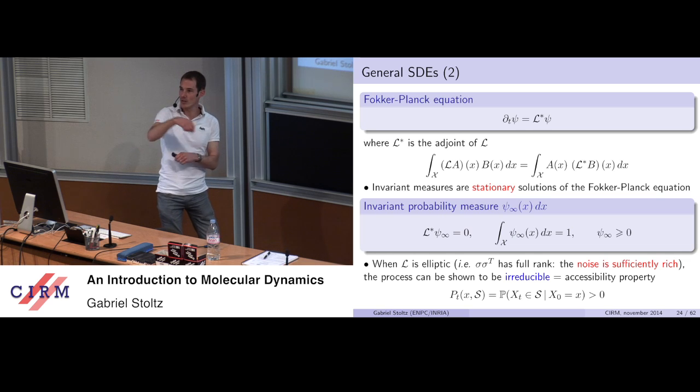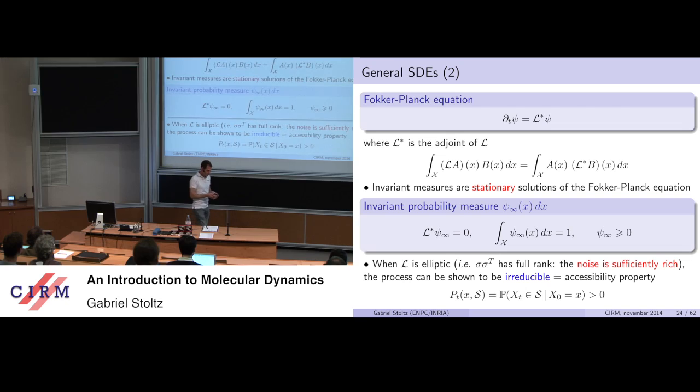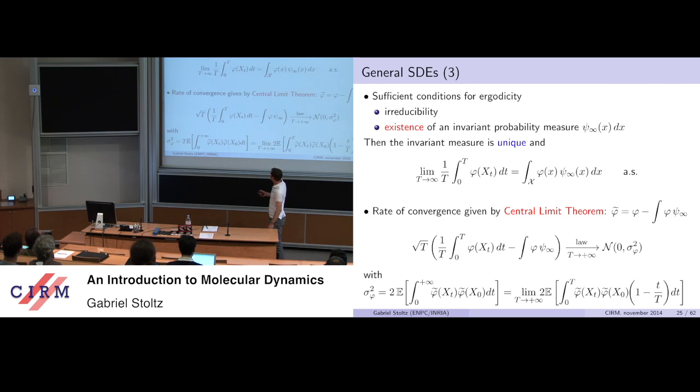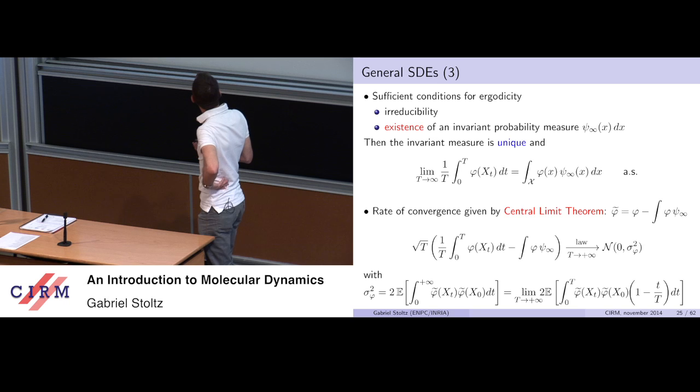So you can go from anywhere to anywhere. That's irreducibility, just to ensure that the dynamics will visit the full space. Now, to say that the dynamics will visit the full space with the correct weights is a general result: if you know that there is some invariant probability measure, which need not be unique at this stage, and you know that the process can visit the full space, you automatically know that the invariant probability measure is unique. And so it's the one you think it is.